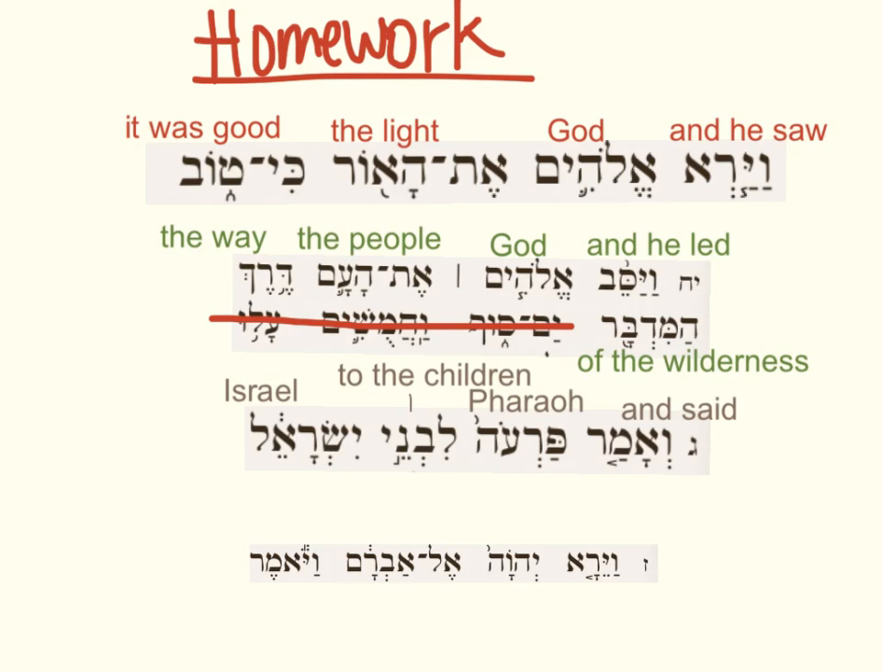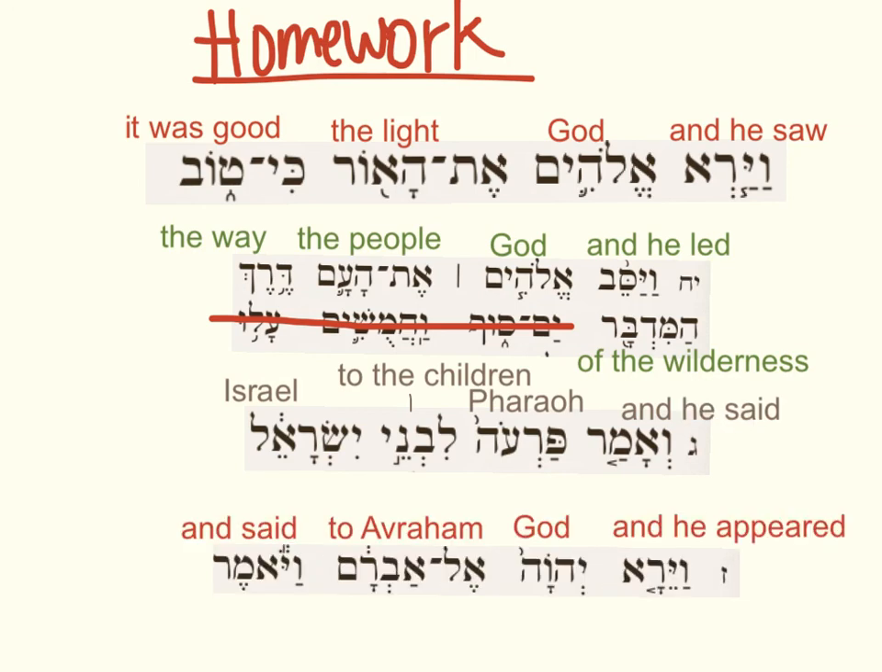Number 3 is Ve'amar, which means and he said. Pharaoh. Livnei is to the children. Yisrael, Israel. And last but not least, Vayera means and he appeared. Adonai, God. El Avraham, to Avraham. Ve'amer, and said.